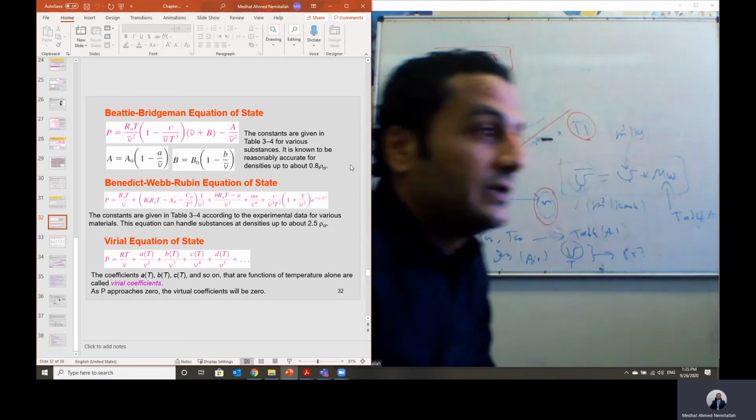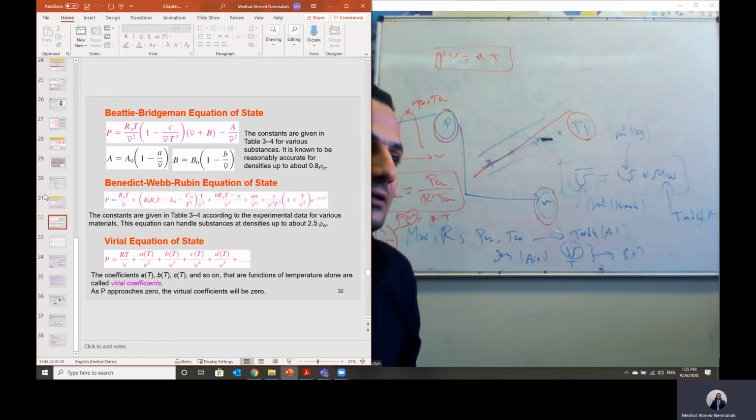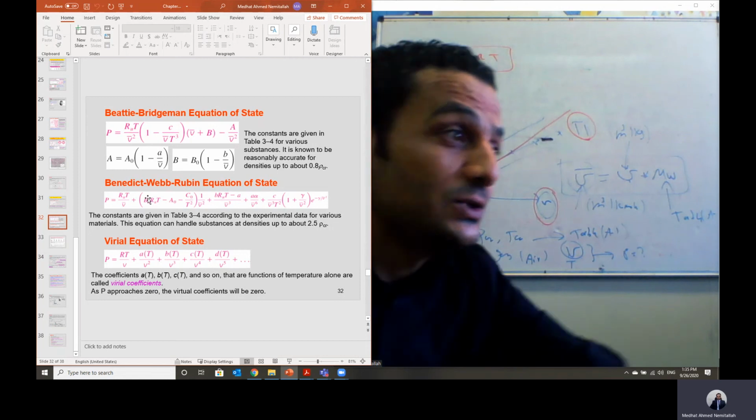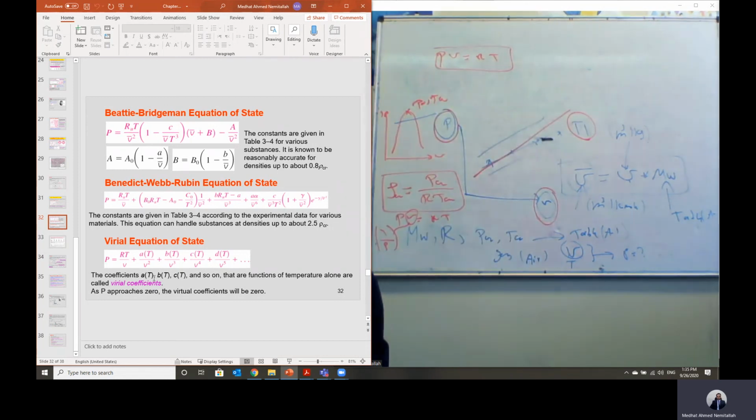There is a more accurate equation, which is the Benedict-Webb-Rubin equation. We have more constants in this case, and the equation gets more complicated. So if you are given the temperature and the specific volume, we can calculate the molar specific volume with the temperature and apply this equation to calculate the pressure. But as you can see, this equation considers wider ranges of gases, wider ranges of temperature and specific volume, and wider ranges of pressure.